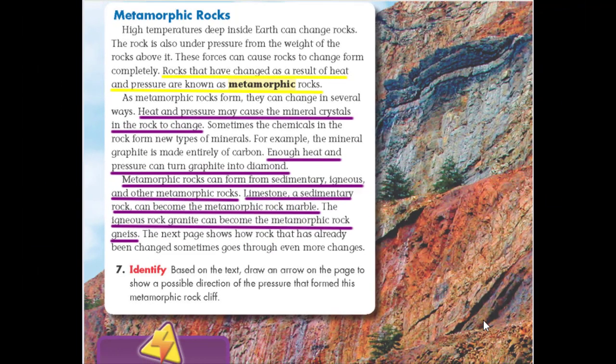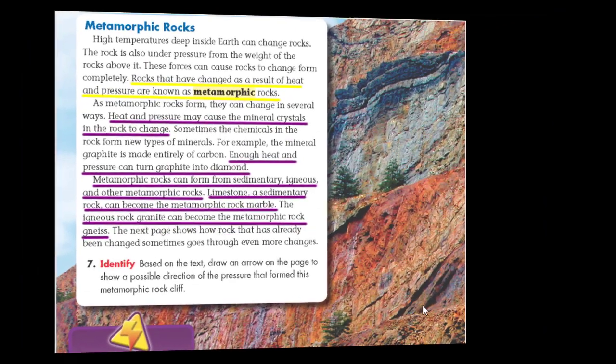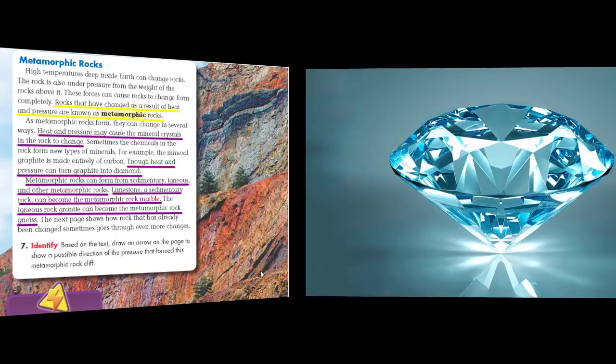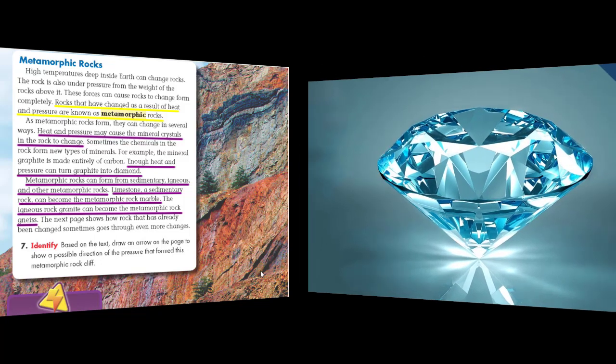For example, there is a mineral called graphite. Do you know graphite, guys? Graphite is inside your pencil. The material that you use to write with in your pencil is graphite. The mineral graphite is made entirely of carbon. It's made of carbon, but with enough heat and pressure it can turn graphite into diamond. Yes guys, diamond and graphite are both made of carbon.